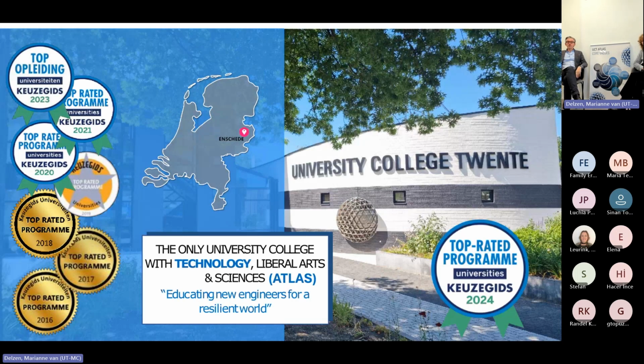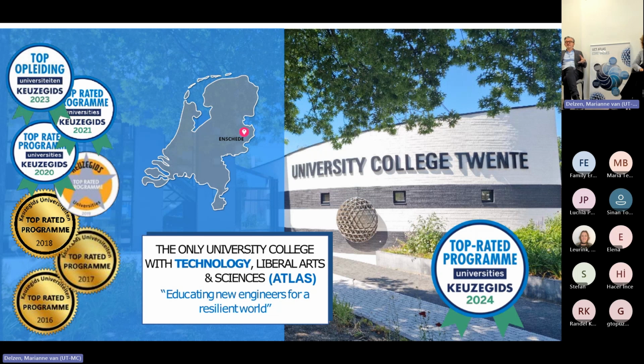So this is actually a picture of our building, actually part of it. You can see where we are located here in the Netherlands. You can also see that we are pretty proud of our program because almost year after year since we started, we were awarded with a top-rated program symbol, which is kind of something to be proud of. And there are more university colleges in the Netherlands, but we are the only one that is in a technical university. So that's why the word technology is there. And our motto is that we want to educate new engineers for a resilient world. So the new engineer, that is what you will become when you do this program. So let's move on to the next slide, please.